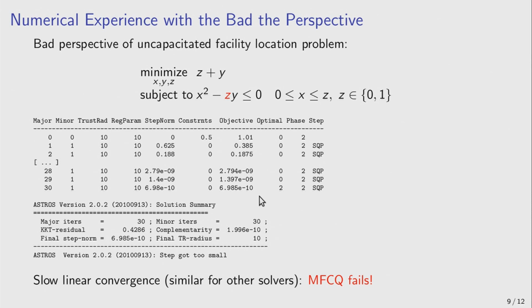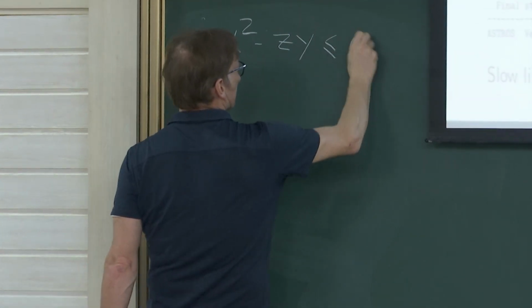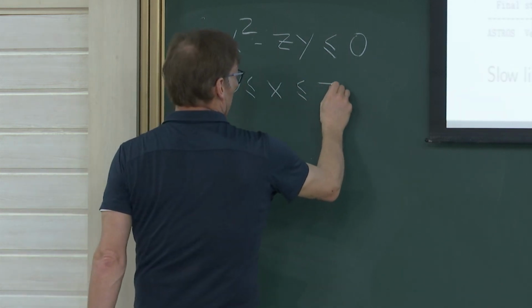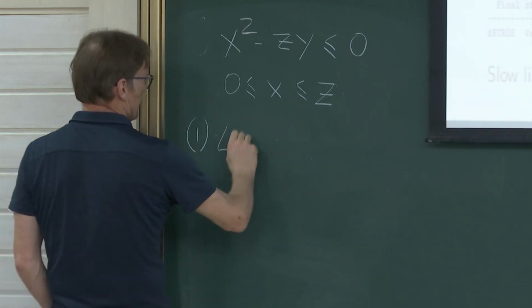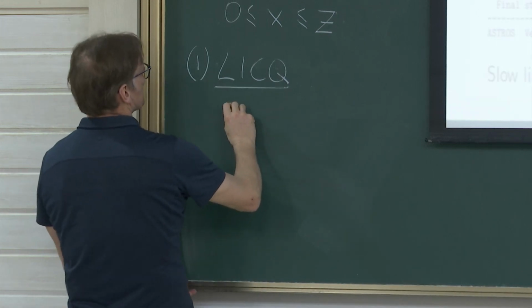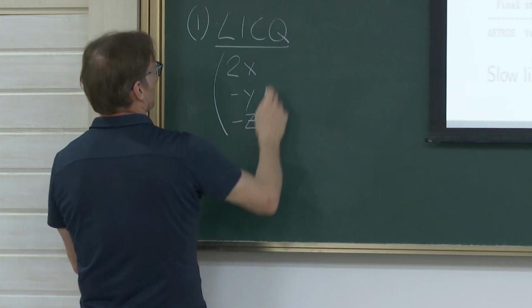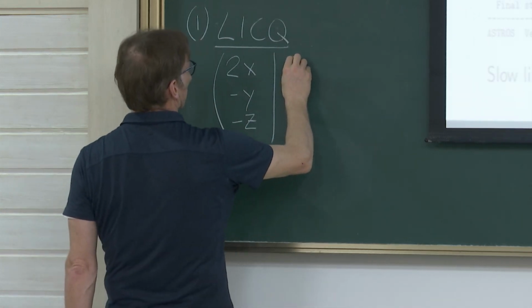I can actually show you real quick that in this case the constraint qualification fails. Let's see if we can do that. So we have x squared minus zy less than or equal to 0, and x is between 0 and z. And y is a binary variable. Okay, so the first one I could try out is the linear independence constraint qualification. And so I would just write down the gradients that I get out of these constraints. So that's 2x, then there's a minus y and a minus z. And then depending on which of these constraints are active, I will get two more. I will get a 1.